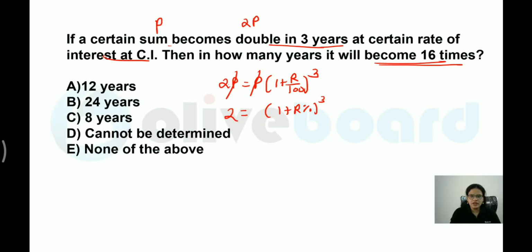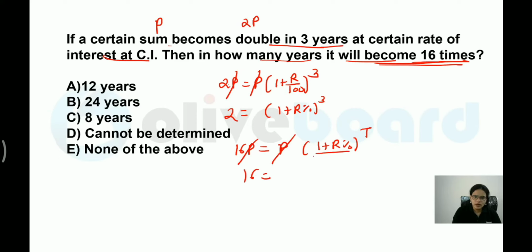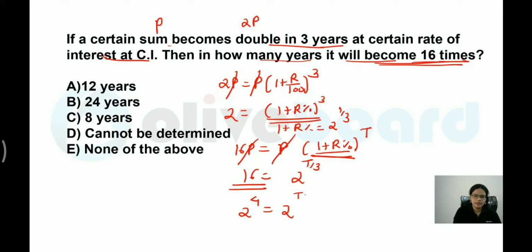Now what they are asking you, in how many years will it become 16 times? 16 means I have to write 16P. This is equal to P in bracket 1 plus R percent to the power T. So you have to calculate the T value. Now you can cancel this. Okay, 16. But I know this 1 plus R percent value over here. What is the value of this 1 plus R percent? You can write it down in this case. That is nothing but, if I calculate this value, 1 plus R percent is nothing but 2 to the power 1 by 3. So same value you can write over here, 2 to the power T by 3. Now what is this value? It is 2 to the power 4. This is 2 to the power T by 3. So T value will be nothing but 12 years over here.